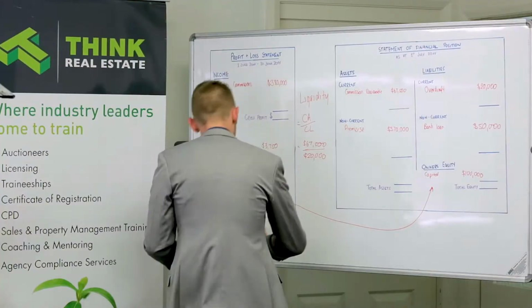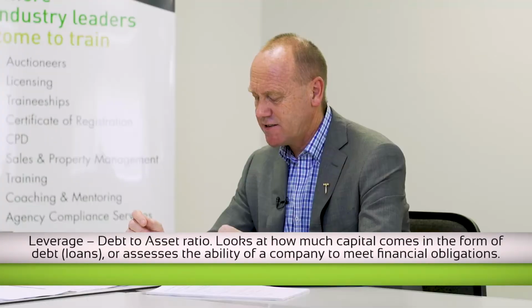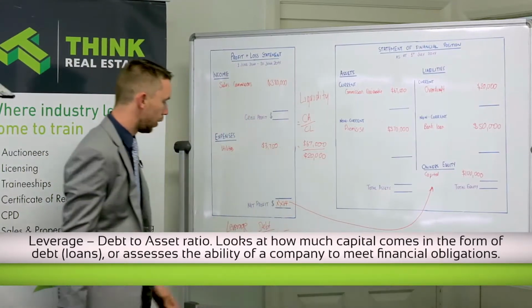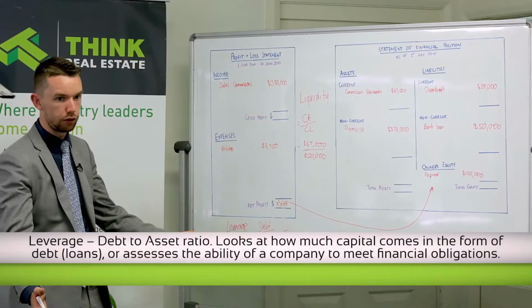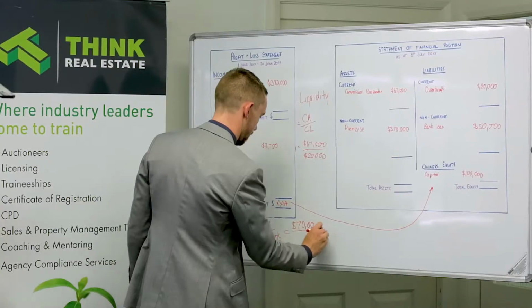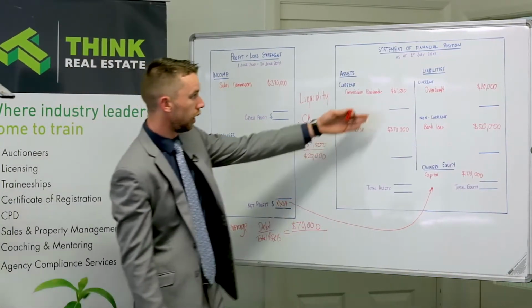What are some other ratios that we might look at on a regular basis? Again, you're going to look at your leverage ratios, our debt to asset ratios. Leverage is our debt divided by total assets. So where are we going to get our debt from? Our liabilities, so total liabilities here, 70,000, over your total assets, which are going to come from here.